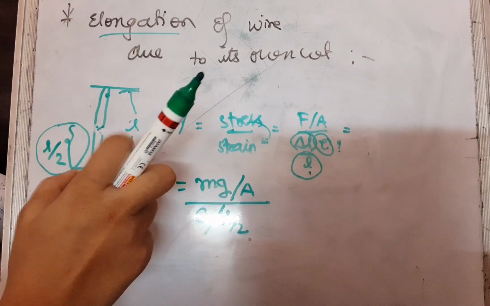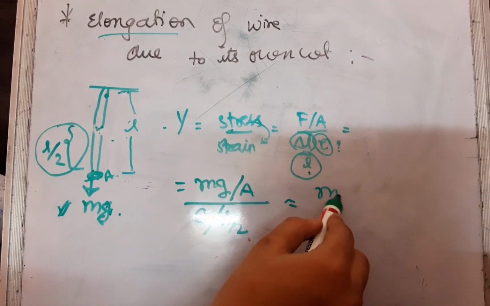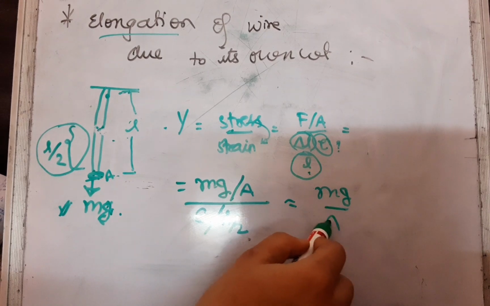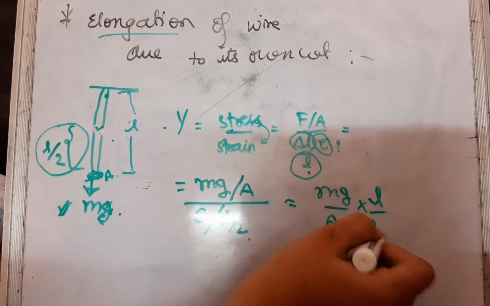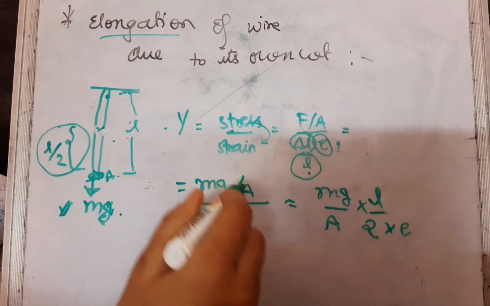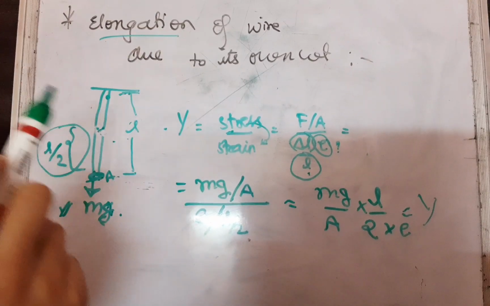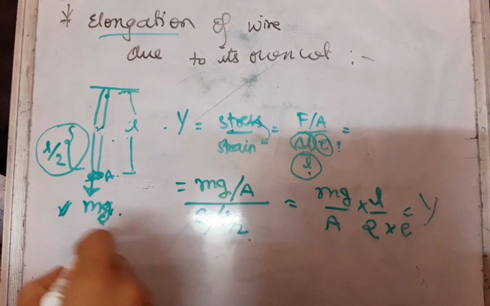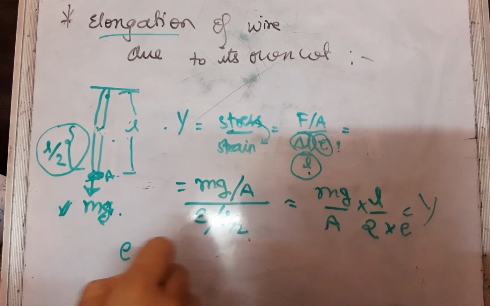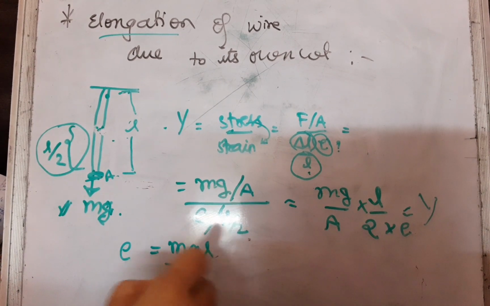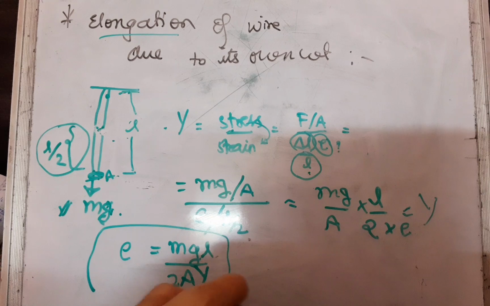So what is the distance between the end point and the center of mass? It is L by 2. So if you solve this, mg upon A into L by 2 into E, this is nothing but equal to Young's modulus. Now in the question they are asking the elongation of the wire, which means Young's modulus is already given. So elongation of the wire is equal to, if you solve this, mgL divided by 2AY.